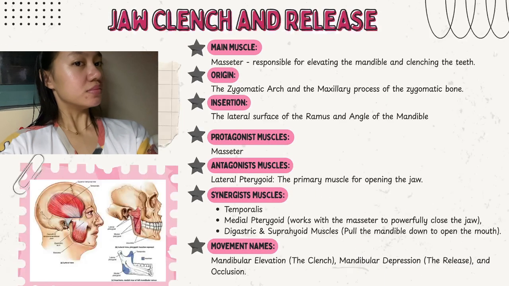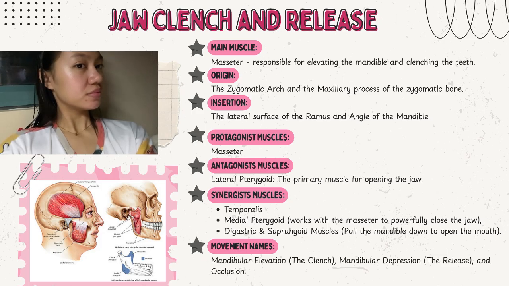For the next movement, we have jaw clench and release. This exercise focuses on the conscious contraction and subsequent conscious relaxation of the primary chewing muscles. This is the upward movement of the lower jaw.